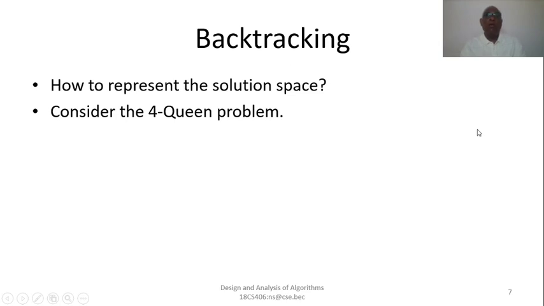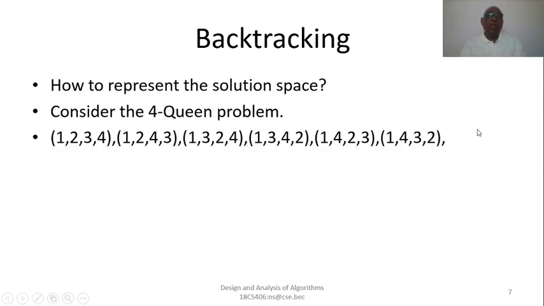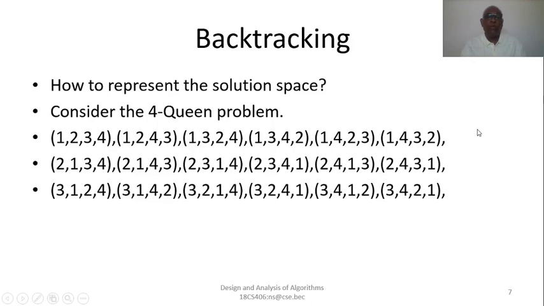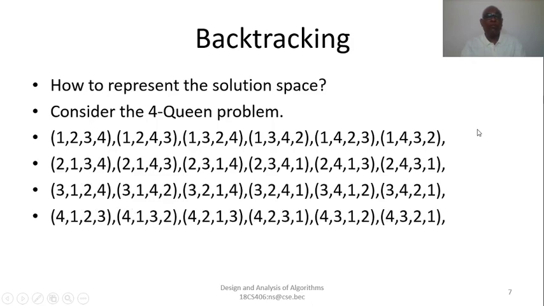Now, because the 8 queen problem is very big and has a very huge solution space, to understand things in a better way, let's consider the 4 queen problem, where the solution space is small and can be better handled. The solution space consists of 4 factorial tuples, 4 into 3 into 2 into 1, 24 possible tuples.